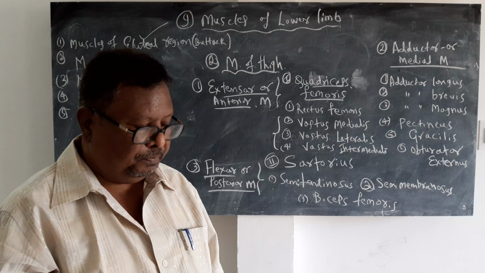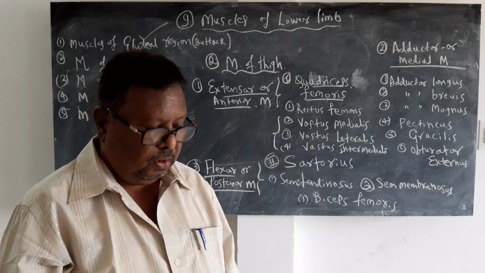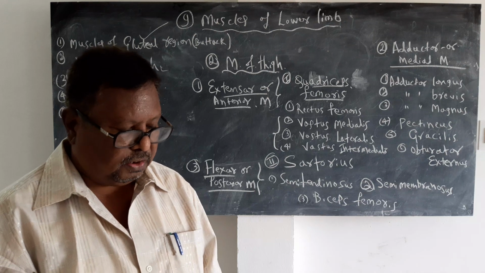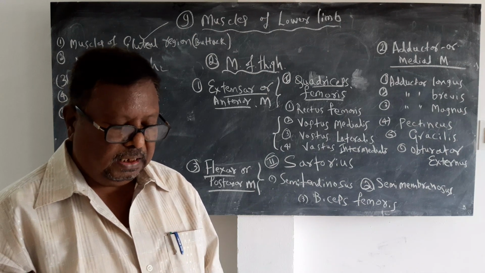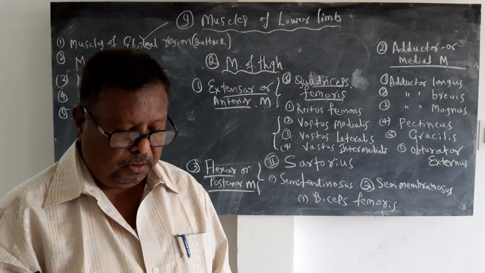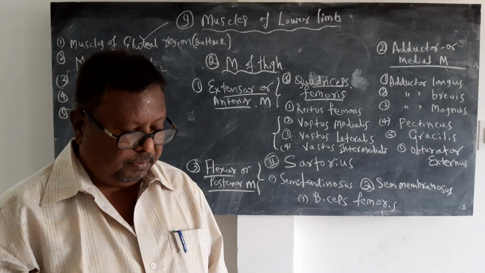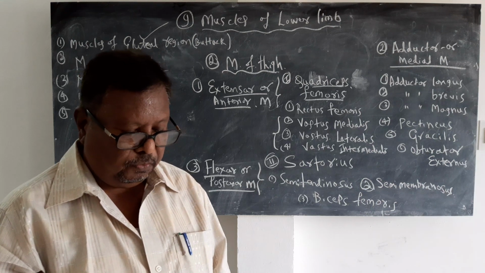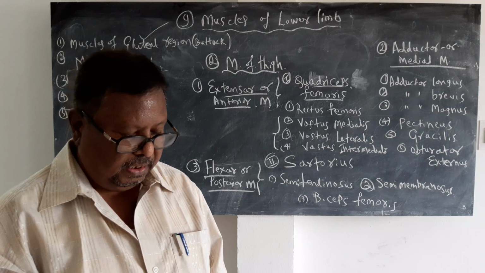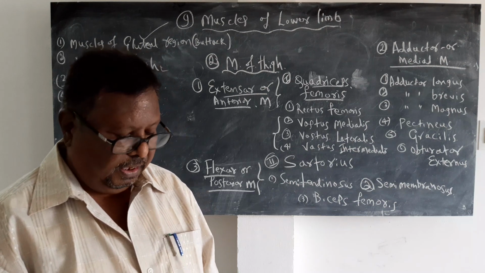Then coming to the gracilis muscle, it extends from the coccygeal bone to the tibia. It takes its origin from the anterior body of the pubis, inferior pubic ramus and ischial ramus. It inserts into the medial surface of the proximal tibia. Action is adduction and flexion of the thigh, flexion and medial rotation of the leg.